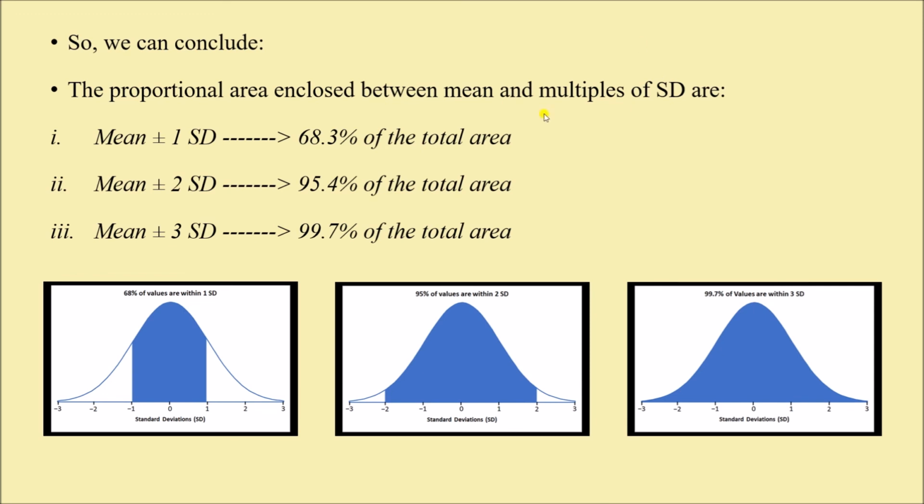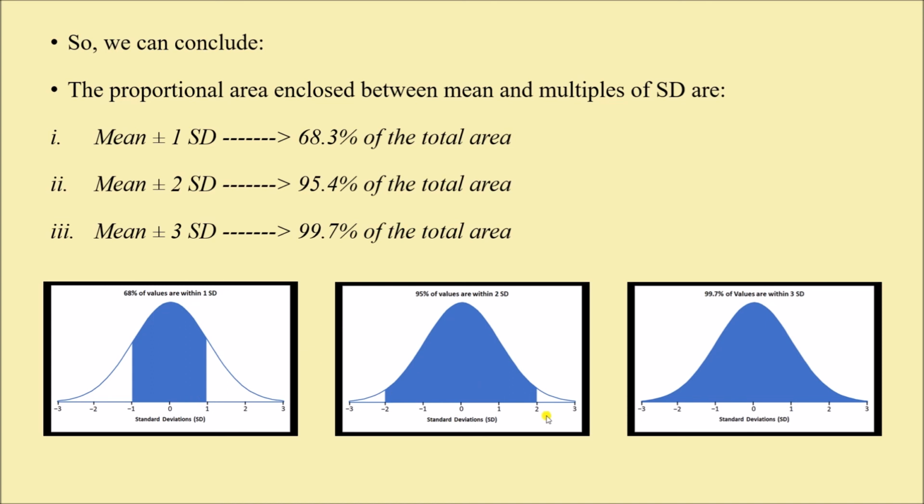So just to summarize, this is important, these values are important, and you should understand the proportional area enclosed between mean and multiples of standard deviation. Multiples of standard deviation means 1 SD or 2 SD or 3 SD. If we want, we can even calculate 4 SD, 5 SD like this. That is possible. So mean plus minus 1 SD is 68.3% of the total area. So this is the normal curve, and this blue highlighted area is standard deviation plus to minus 1. So 1 standard deviation on either side of the mean value covers not exactly 68, but 68.3% of the total area.